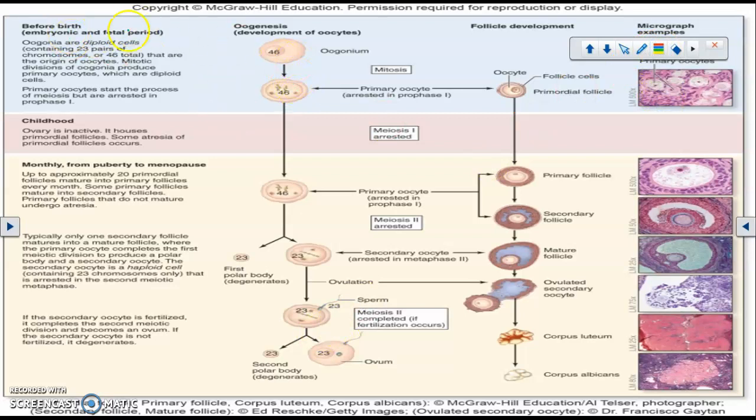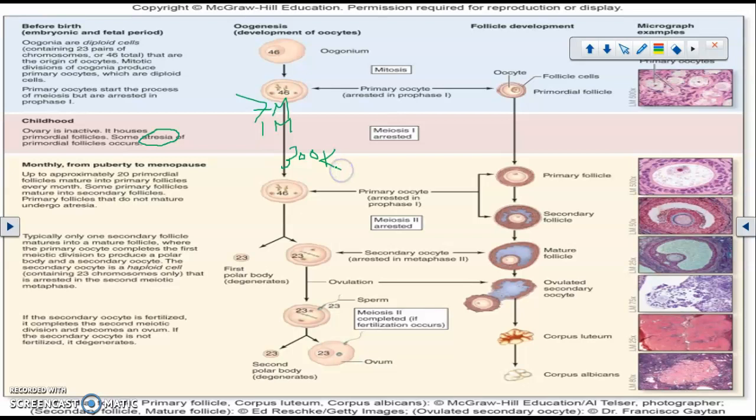During the embryonic and fetal period, cells undergo mitosis. You start with 1, and you create 7 million eggs. Then during childhood, you're born with 1 million eggs, and out of those 1 million eggs, every year, every month, some of these eggs get destroyed. That's called atresia. And then you reach puberty, where you have 300,000 eggs.